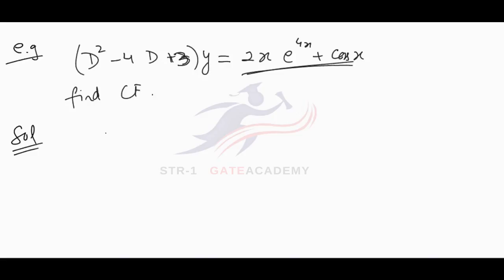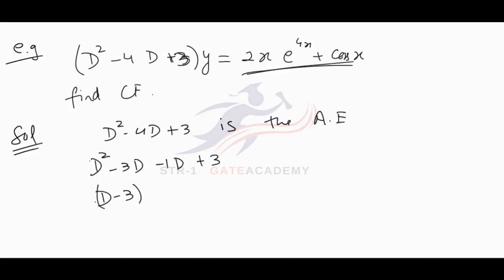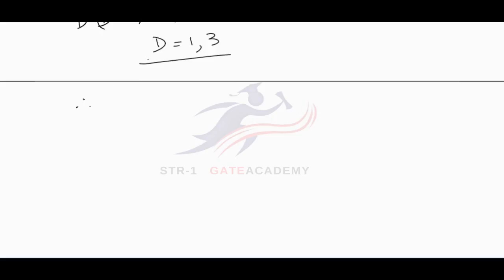So it will be very simple. You will say d square minus 4d plus 3 is the auxiliary equation. Solving the auxiliary equation, d square minus 3d minus 1d plus 3, d common minus 1 common, d minus 3 is equal to 0. So d is nothing but 1 comma 3. So your m1, m2 are 1 and 3. So the complementary function CF is nothing but C1 e raised to x plus C2 e raised to 3x. It's very simple. You can easily solve this particular type of question, right?